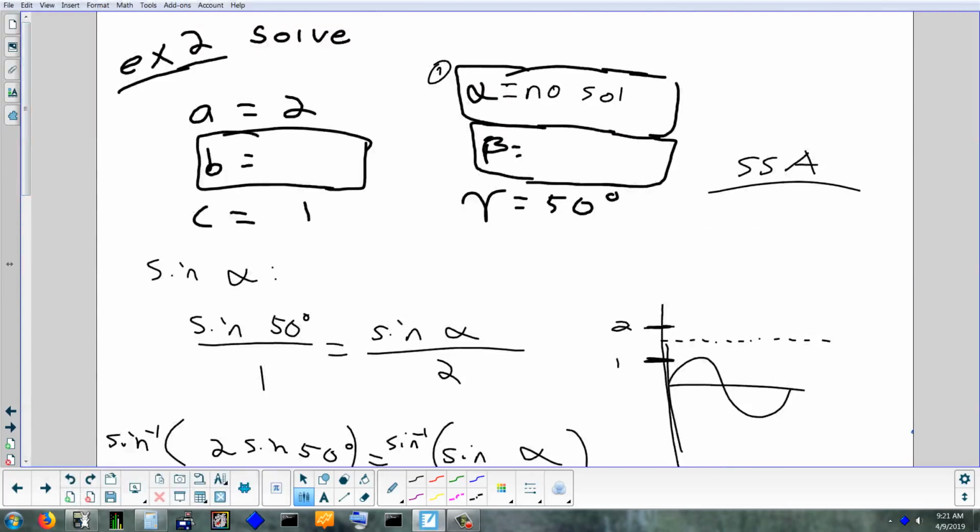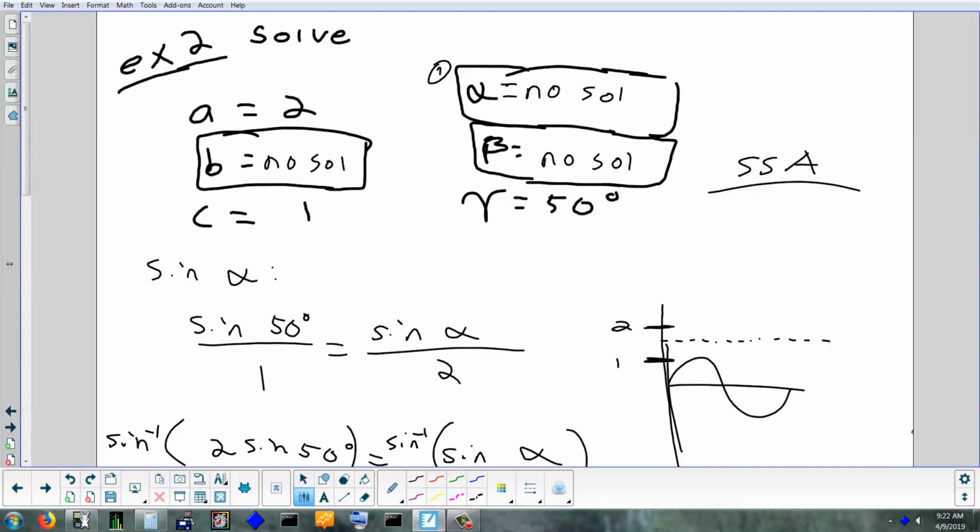There's no solution for beta because normally at this point we would take what we got for alpha, we would check for a second answer. We can't even do that because you don't even have a number to subtract. So there's no way to find beta. Now if you can't find beta, you also can't find what's across from it, B.